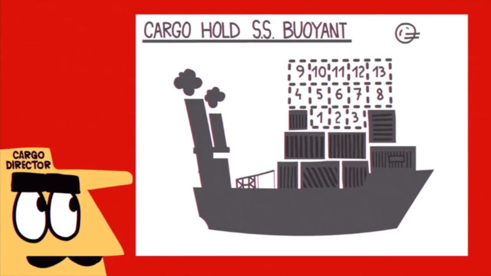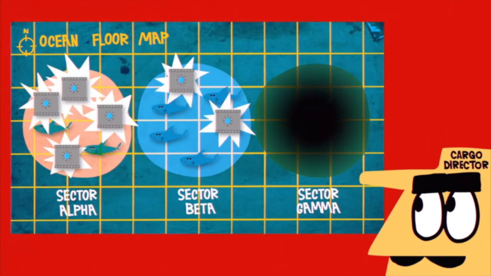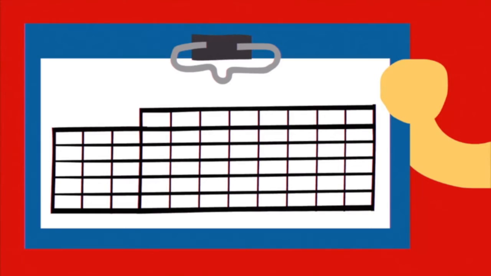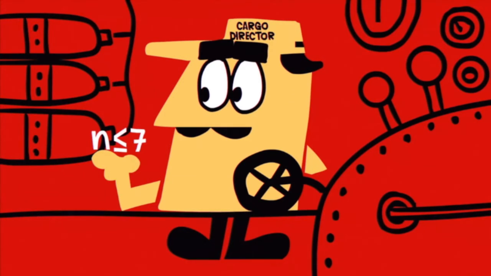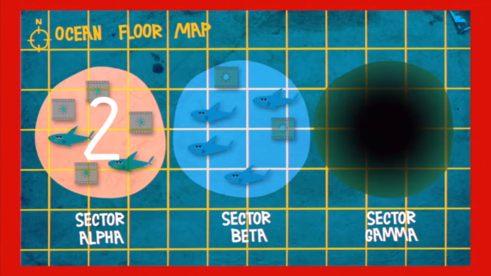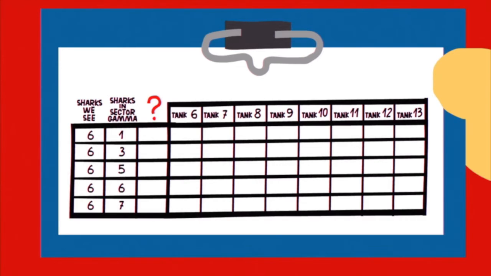Since we know there are 13 tanks at most, and we already see 6 tanks in sectors Alpha and Beta, we know the total number of tanks must be between 6 and 13. We also know that each sector has a different amount of sharks, with no more than 7 in each one. Since there are 2 in Sector Alpha and 4 in Sector Beta, Sector Gamma can have 1, 3, 5, 6, or 7 sharks. What about the number of endangered fish?